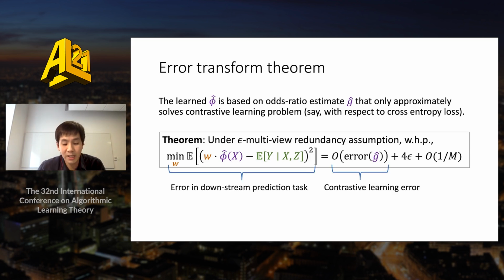The theorem says that the ability to solve the downstream prediction task with linear functions may improve as we get better solutions to the contrastive learning problem. This is something that is in fact borne out in real data experiments with contrastive learning.